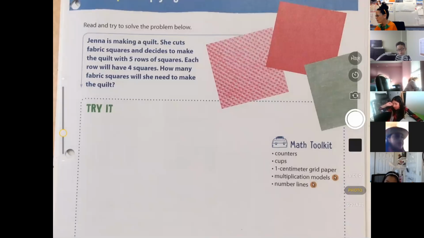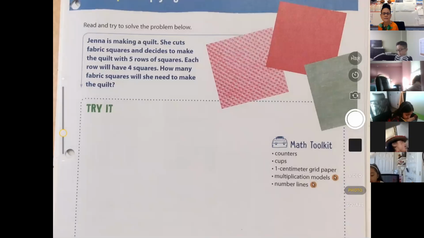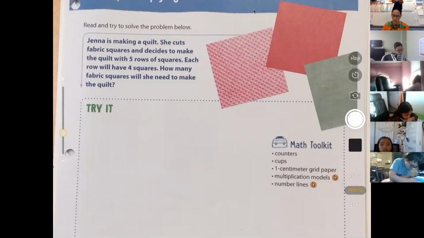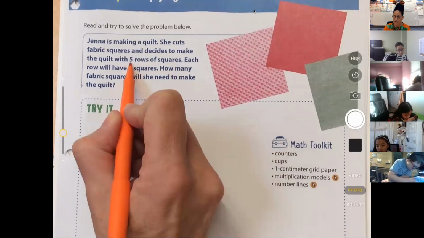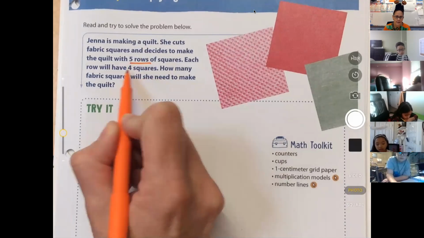I know that I am going to have 5 rows. I know that each row is going to have 4 squares. I am trying to figure out how many fabric squares in all. So could you draw an array? Yes, you could. Are we going to be taking a look at that on page 138? Yes, we are. Is there a way to break it apart? Yes, there is.